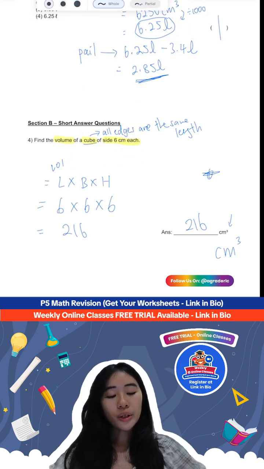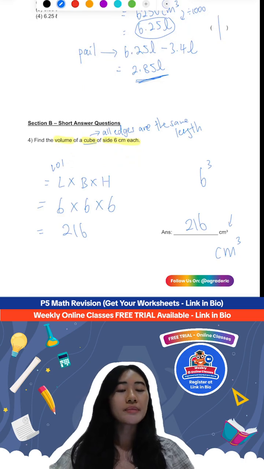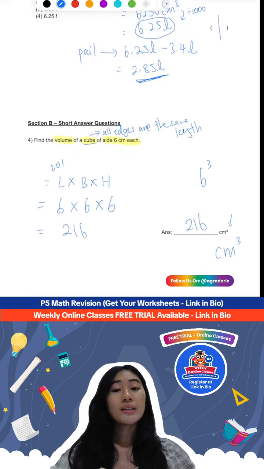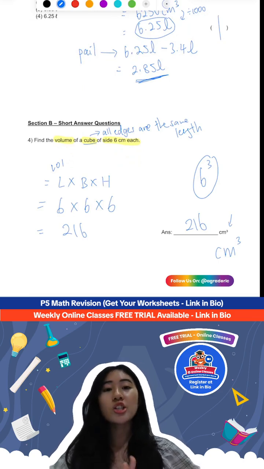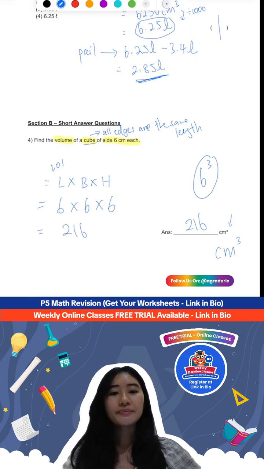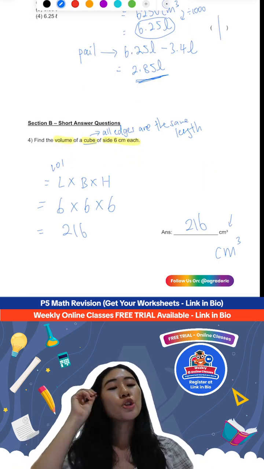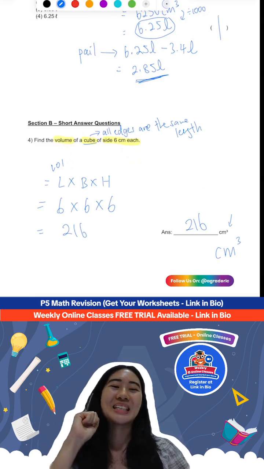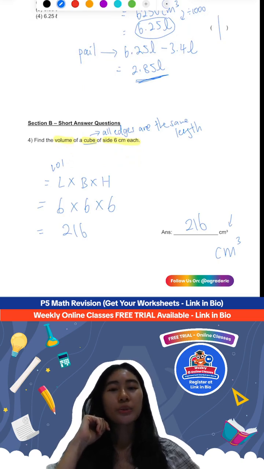However, if you want to write it as x to the power of 3, then yes, this is correct. I think this is what you mean, is it? 6 to the power of 3 is correct, but you don't learn this in primary school yet, so I would suggest you don't write it like this. Just write it as 6 times 6 times 6. Okay? So just take note of the presentation.